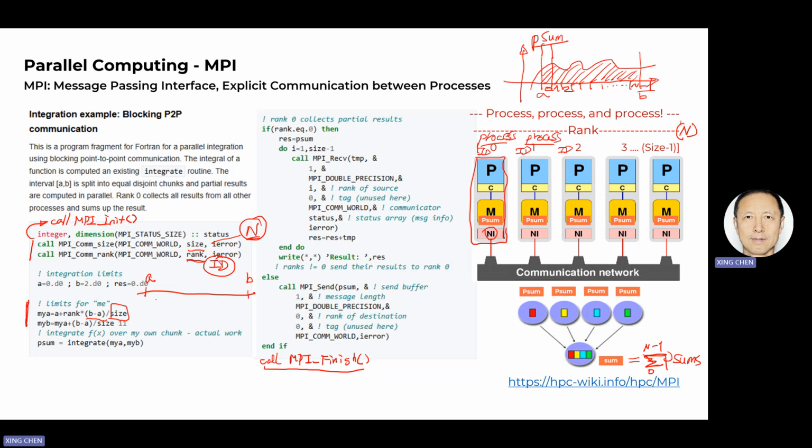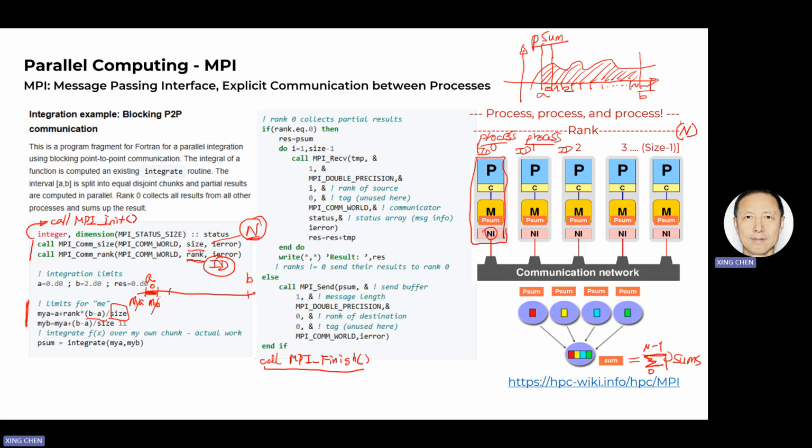So for process 0, it is going to use this formula to define a starting point. Its starting point will be my A, and it is going to use this formula to define its ending point as its workload. So the ending point for each workload is my B. And the piece of workload for MPI process 0 will be from my A to my B, and we use the same formula.